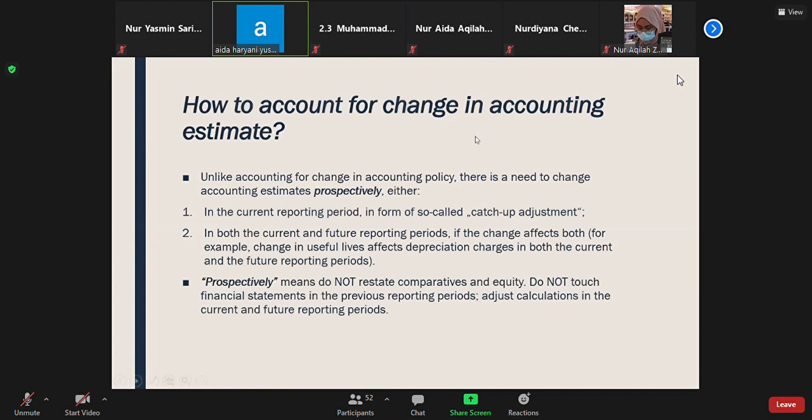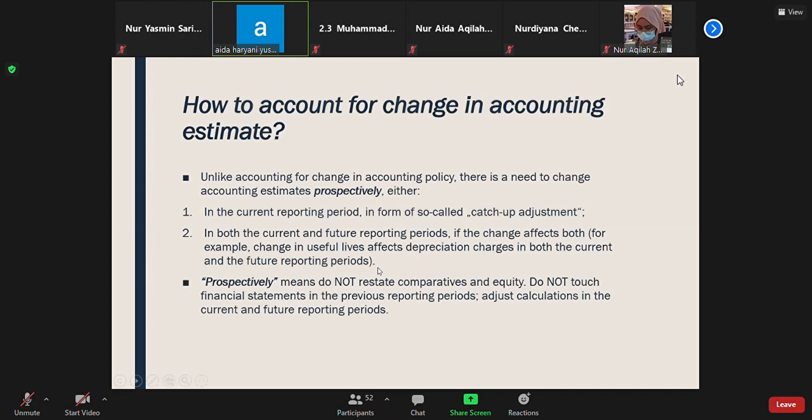So how do we account for changes in accounting estimate? Unlike accounting for a change in accounting policy, there is a need to change the accounting estimate prospectively. Either you have to change it in the current reporting period, which is what you prepared before this with your adjustment, in the form of a so-called catch-up adjustment in both the current and future reporting periods. Future reporting periods means you have to prepare the changes affecting the current year and the year after that. So if the change affects both, for example, a change in useful life affects depreciation charges in both the current and the future reporting periods.